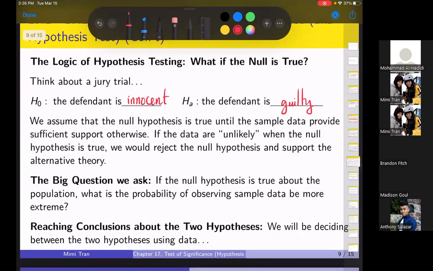So we assume that the null hypothesis is true until the sample data provides sufficient support. Otherwise, it takes overwhelming evidence, right? If it is indeed overwhelming, then you are allowed to reject H naught and support HA.